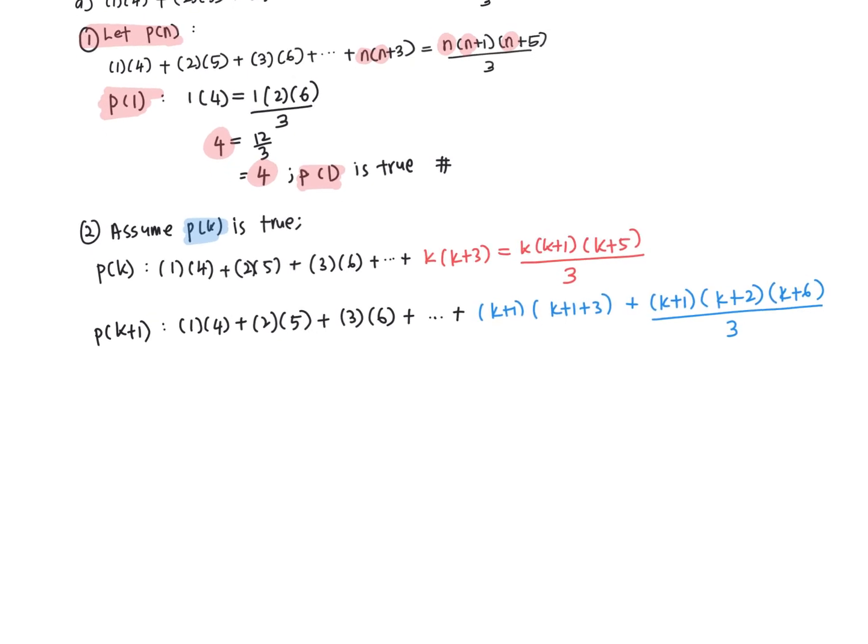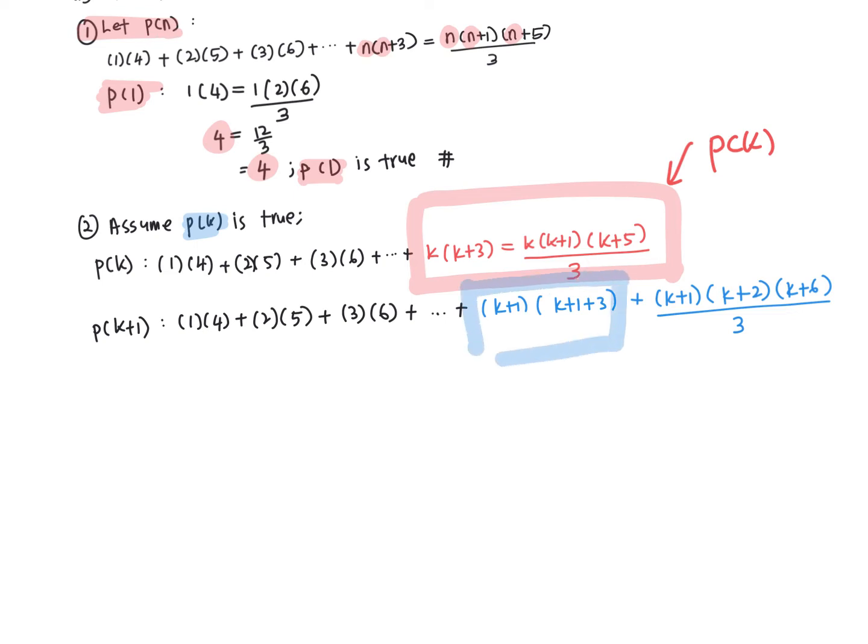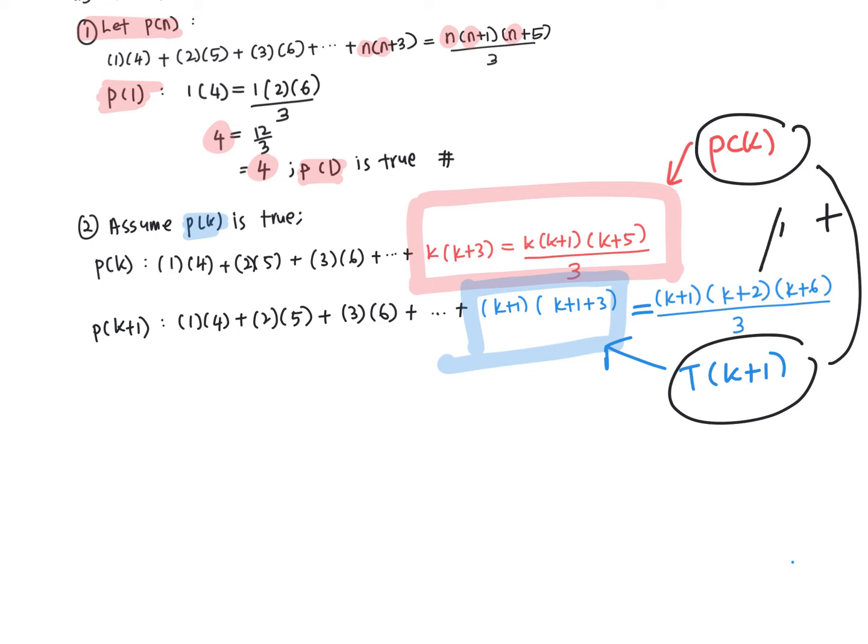For this one, you need to know these things. The one in red is known as Pk, the last term for k. And this part should be the one in blue, Tk plus 1, the term of k plus 1. What we want to show is that the addition of this Pk with this Tk must be equal to this Pk plus 1.